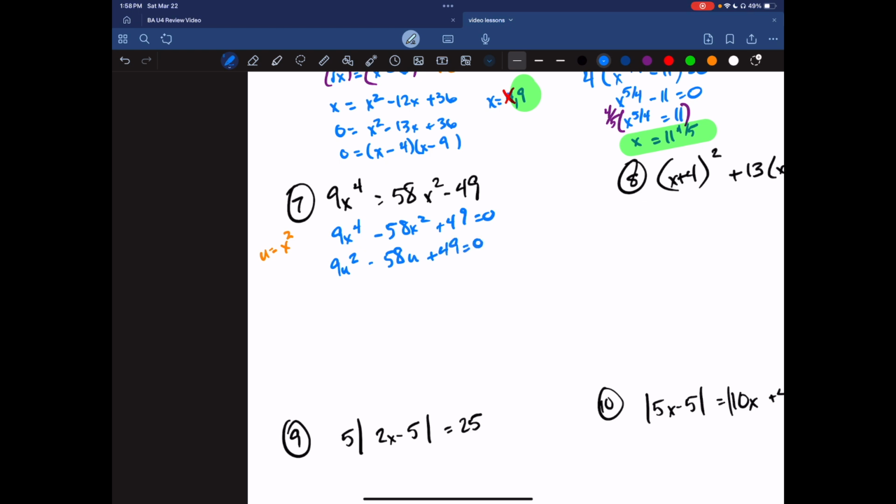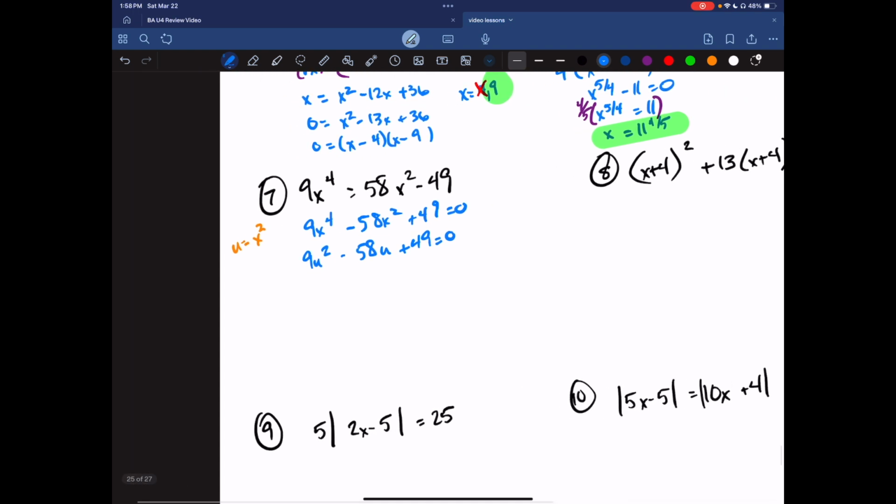And this just makes it easier to factor. And while I don't think on number 7 it's actually super useful, because you could factor it without doing the substitution, I think the u substitution would be more useful on number 8. But we'll get there in just a second.